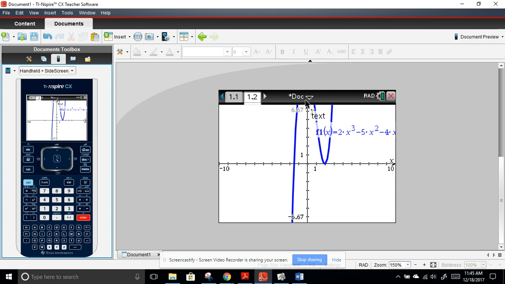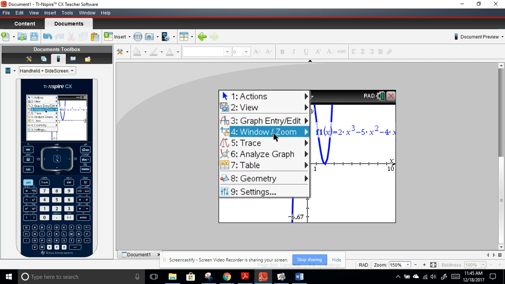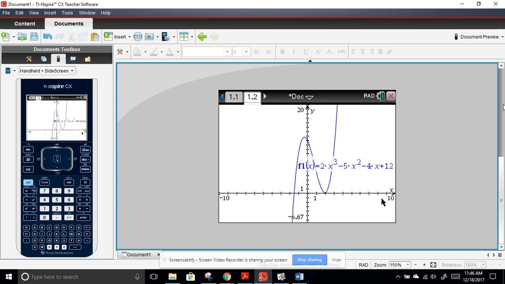It looks like I need to be able to go up just a little bit higher. Hopefully, remember that's menu. Let's look at the window. I want to go to my window settings. I need a little bit more y-axis. So I don't know, I'm going to type in 20 and see what happens. Okay, so I can see my end behavior right here.